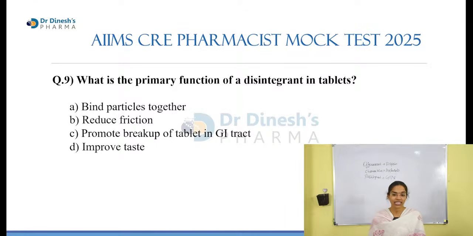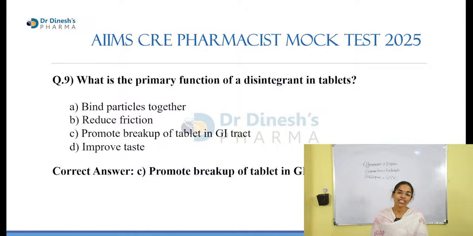So what is the right answer for this question? Primary function of disintegrant? It promotes the breakup of tablet in the GI tract. What do disintegrants do? They break down the tablets in the GI tract. Break down the tablets doesn't mean that they break down while in transit or during formulation. A disintegrant's function is to break up, to disintegrate.